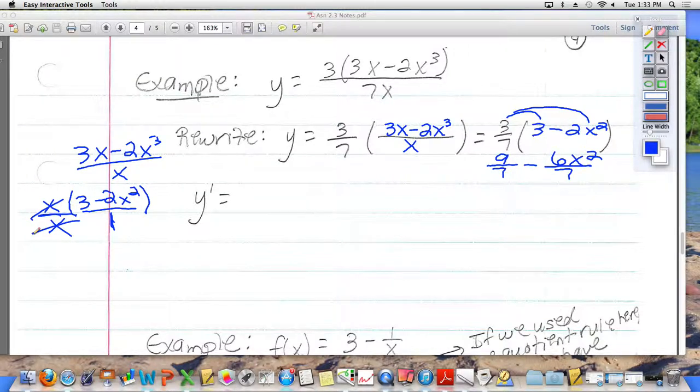And now we just need to find the derivative of this. What is the derivative of a constant 9/7? 0. And then what about this? What is the derivative of negative 6/7 x squared? It might be easier to look at this like this: negative 6/7 x to the power of 2. What do I do? Take 2 times negative 6/7, which would get you negative 12/7 x to the power of 1. That's it. That's your derivative.